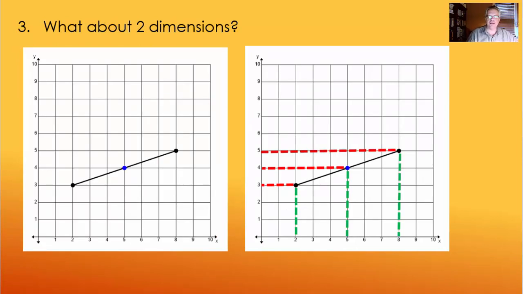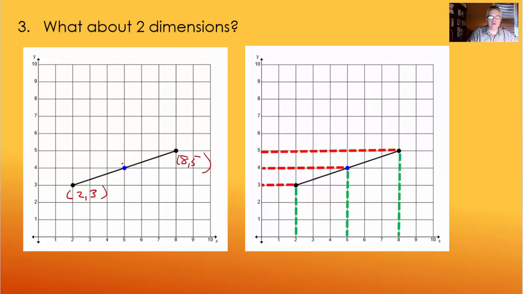What about a segment in two dimensions? Okay, well, let's take a look at what's going on here. It's still related to averages. In fact, we're going to need two averages. So this endpoint is located at the coordinates 2, 3, and this endpoint is at 8, 5.